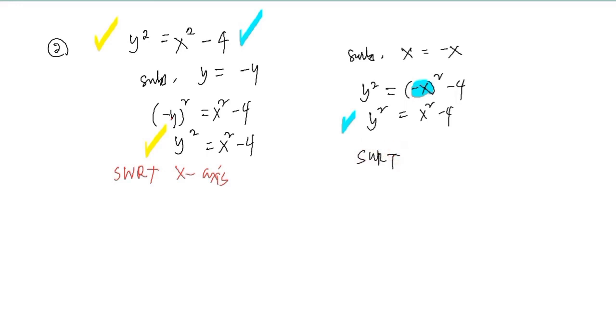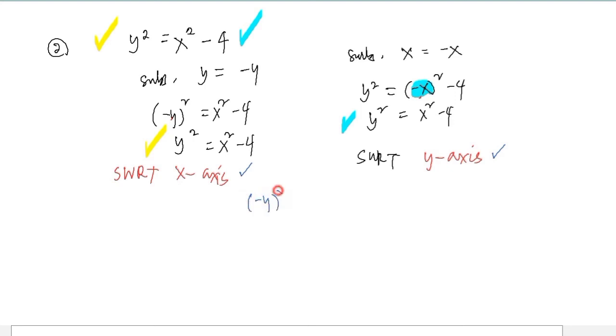So this is symmetrical with respect to the, since naka-x tayo, y-axis. So, since symmetrical siya kay x-axis, symmetrical din siya kay y-axis. So, meaning, this is also symmetrical with respect to the origin. No? Kasi kapag sabay natin siyang gagawin, you have negative y squared is equal to negative x squared minus 4. So, meron tayo, y squared is equal to x squared minus 4.